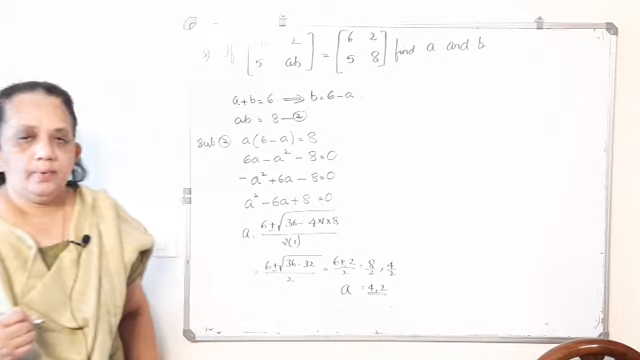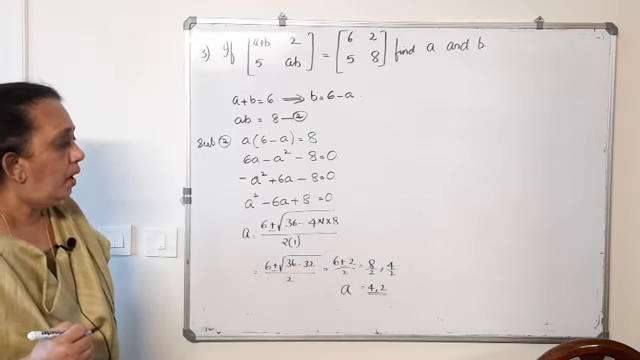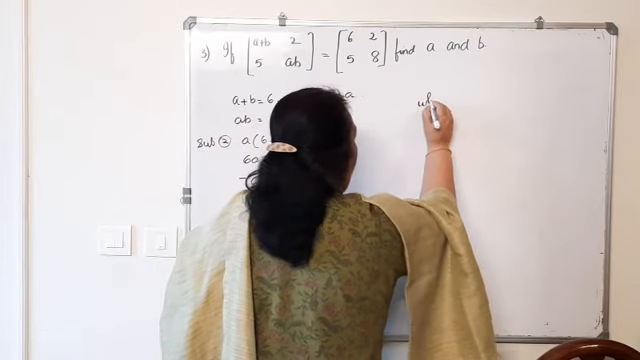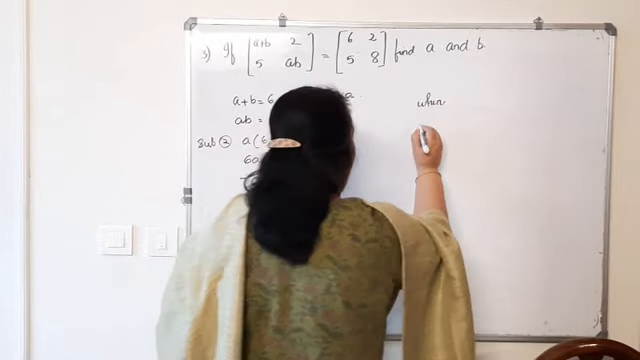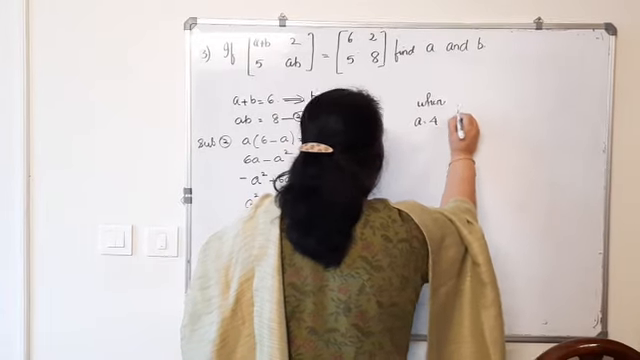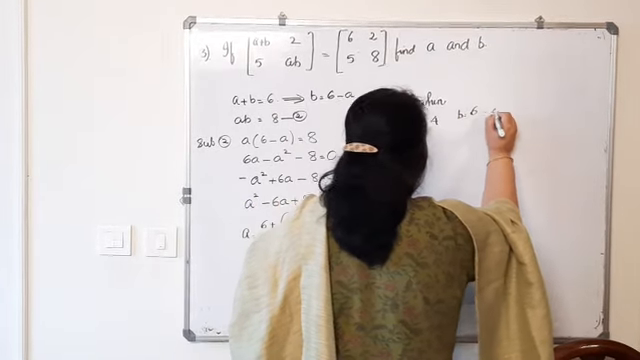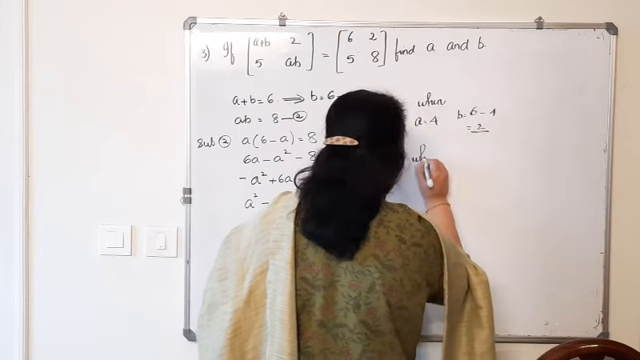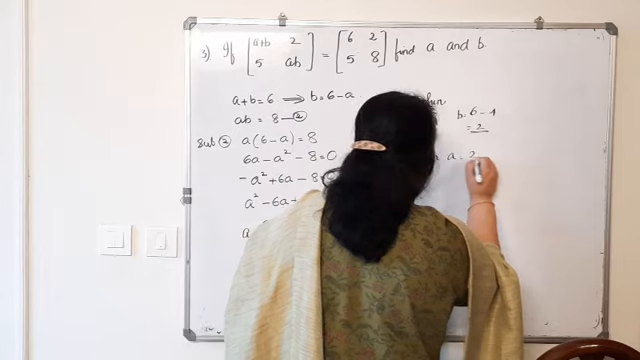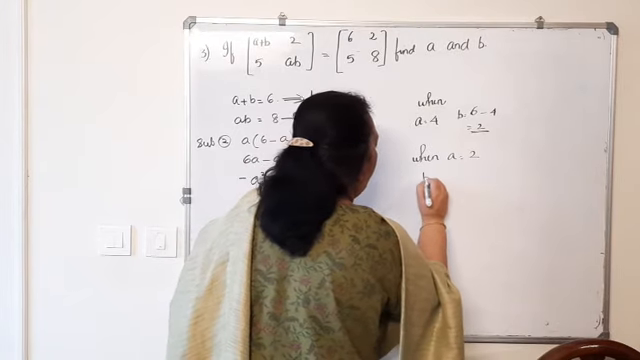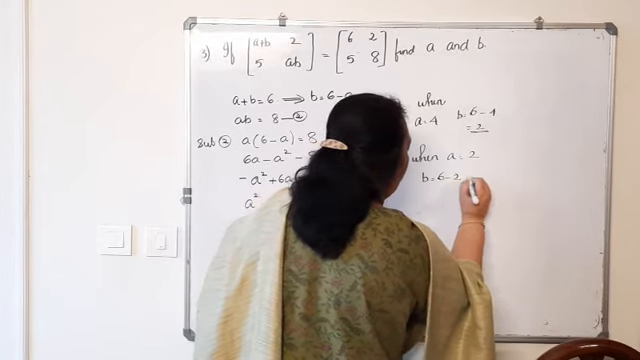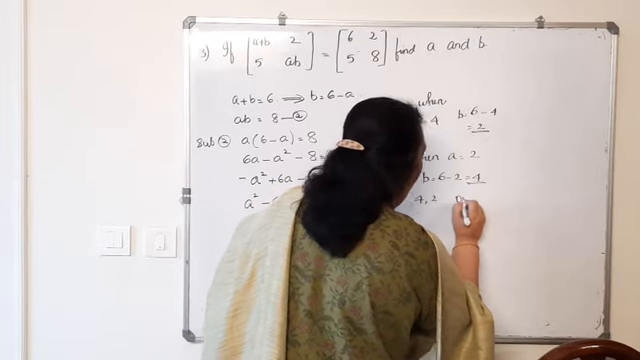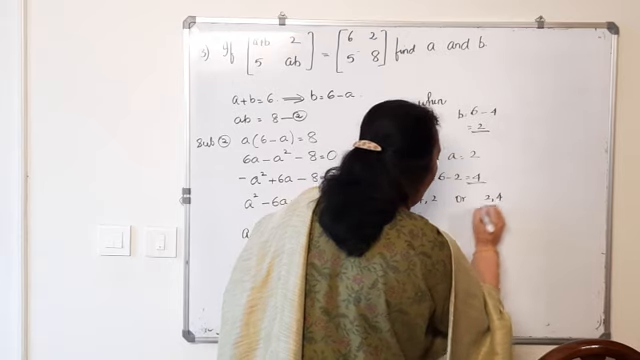But the question is, you have to find the value of A and B. So, when A is equal to 4, B is equal to 6 minus 4, that is equal to 2. When A is equal to 2, B is equal to 6 minus 2, which is equal to 4. So, 4, 2 or 2, 4 is the answer.